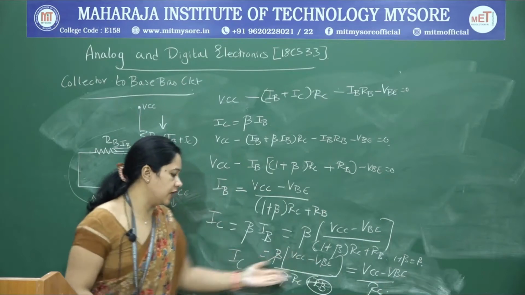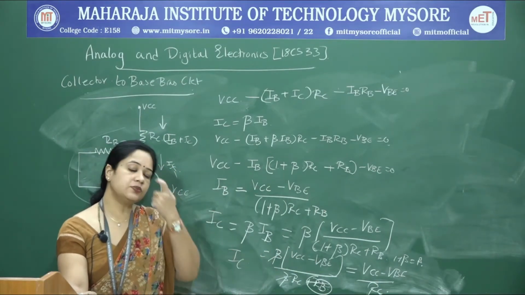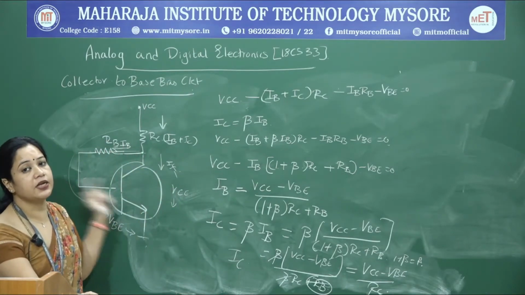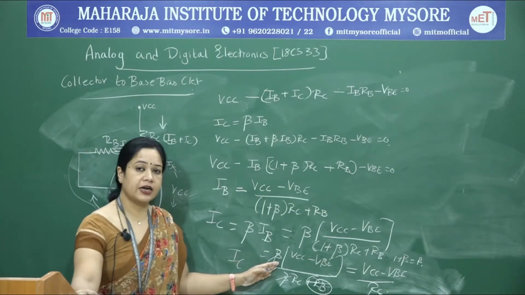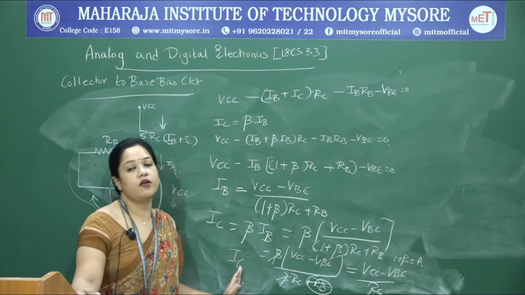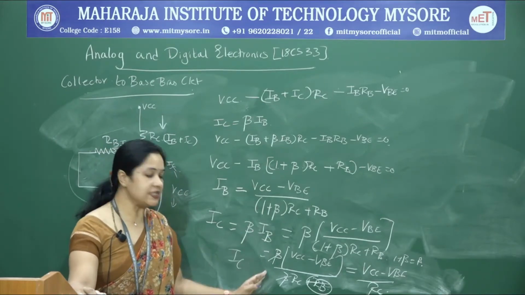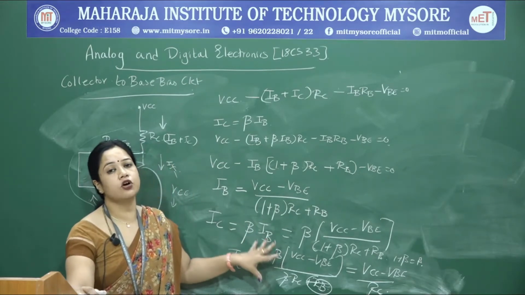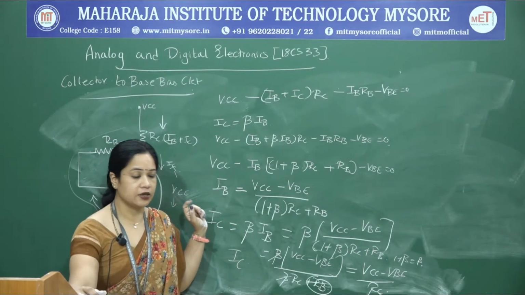And what is the inference you get? You can see it is irrespective of the current gain. That is where I say the collector to base bias circuit provides better stability compared to the fixed bias circuit, wherein even if you alter the current gain, it has no effect on the output current. So with all these approximations, we can conclude that this circuit offers better stability when compared to the previous fixed bias circuit.